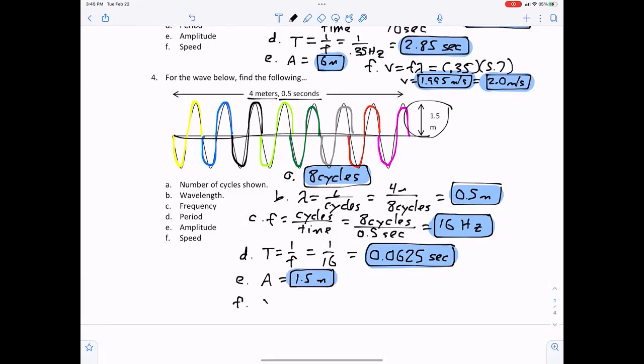And letter F, we're looking for the speed of the wave, which is going to be frequency times wavelength. And we're going to go 16 hertz times 0.5 meters of wavelength, which means the wave is traveling at 8 meters per second.